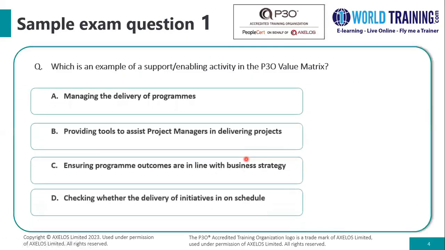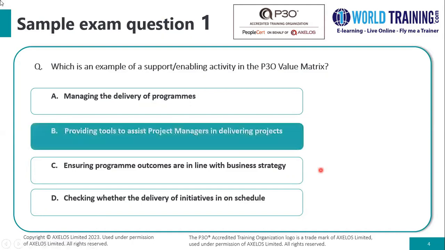Question number 1, which is an example of a support enabling activity in the P3O value matrix? The correct answer is B, providing tools to assist project managers in delivering projects.